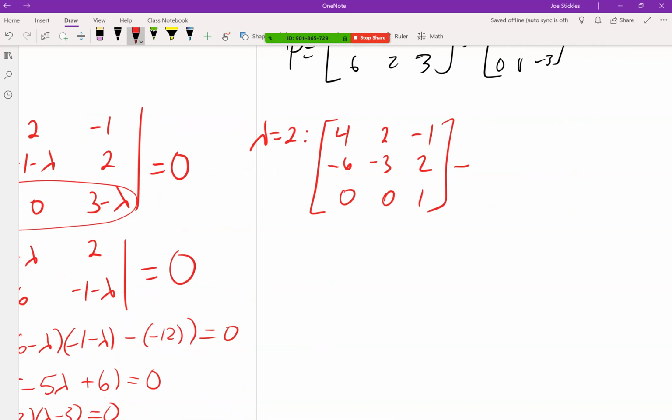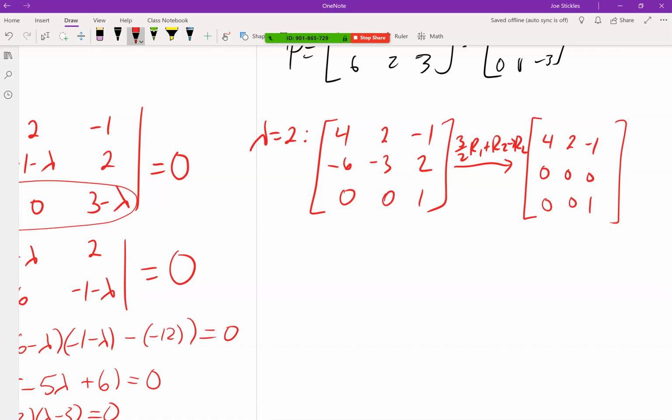And let's see. First thing I notice is that if I take 3 halves times the first row and add it to the second, I'm going to get zeros there. I guess I haven't done this in reduced row echelon form yet. I'm doing 3 halves row 1 plus row 2 replace row 2. Right? I did that right?